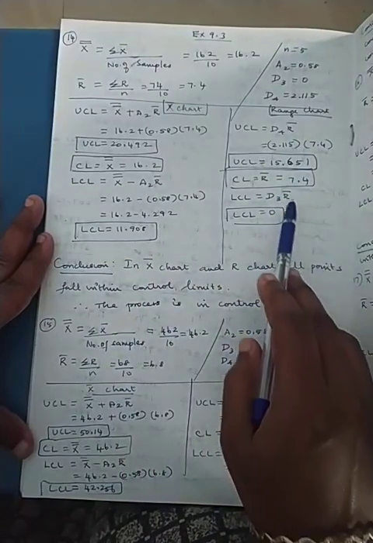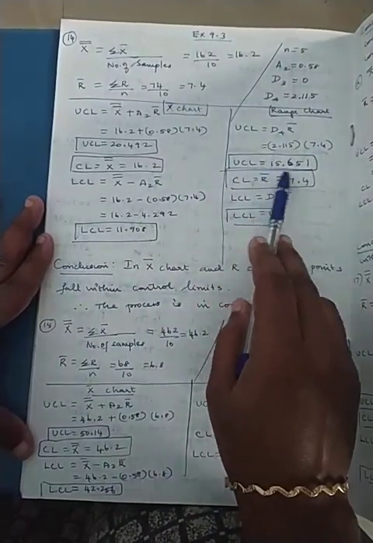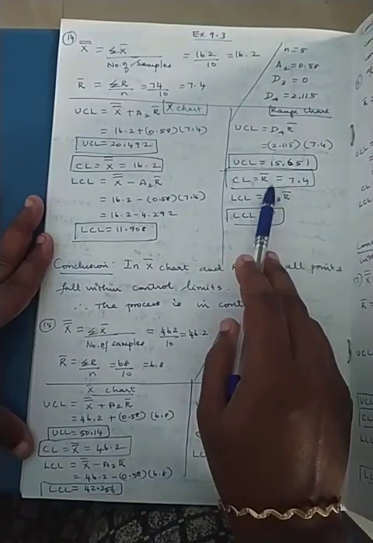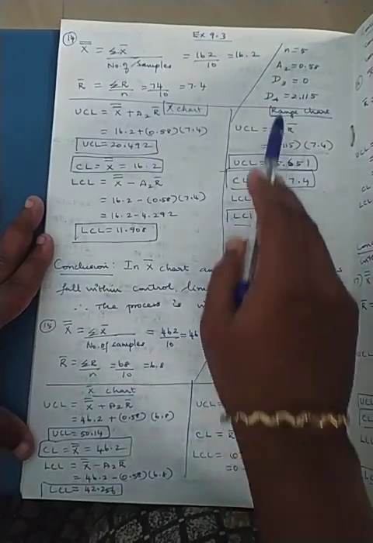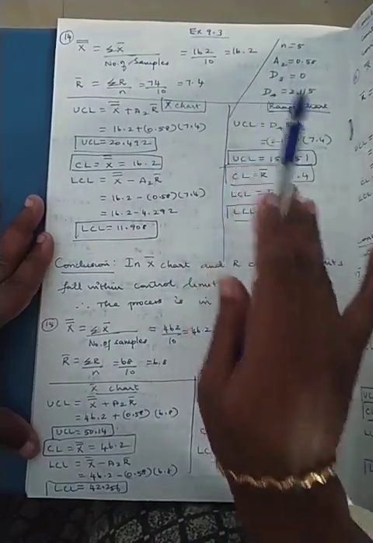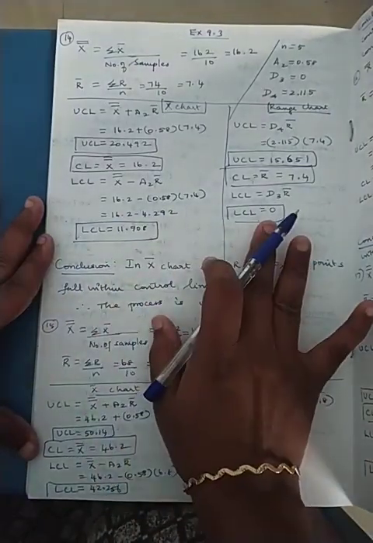Now for the range chart, UCL equal to D4 into R bar, which is equal to 15.651, and R bar equal to 7.4, and the lower limit will mostly be 0 because the D3 value is always 0. Now I have to plot the values in the graph sheet.